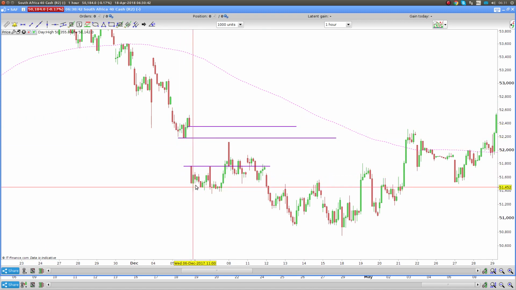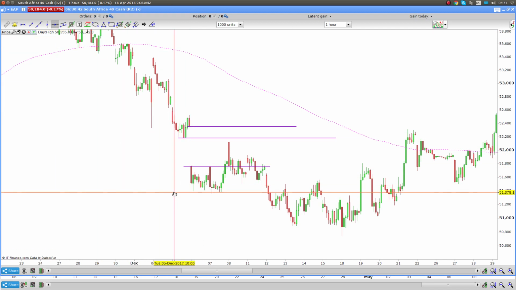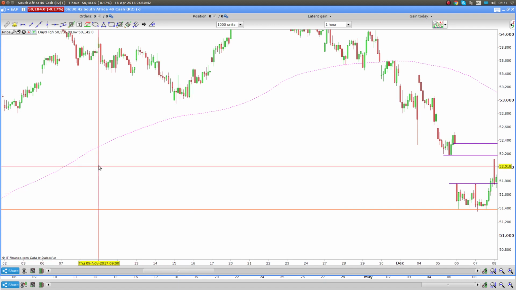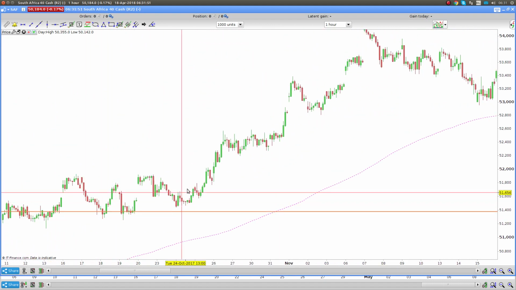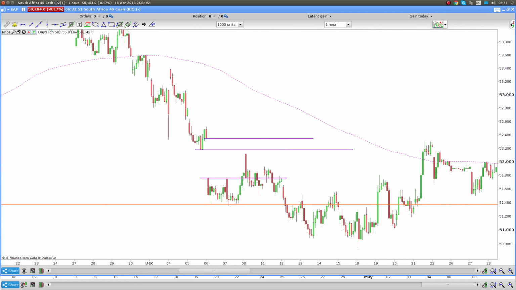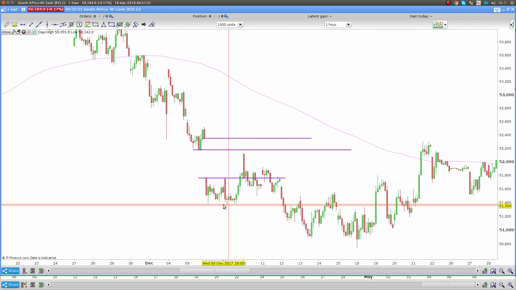So you would have expected some form of continuation, but there's probably a level. Yes, there's a level. See how price is interacting at this point. So it's gapped down and it's hit the level. If it finds support at this level, which it often does, because 80% of your breakouts fail, then price is going to come back.